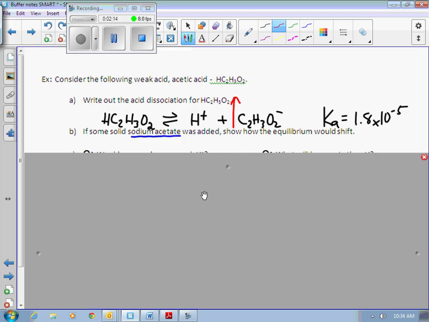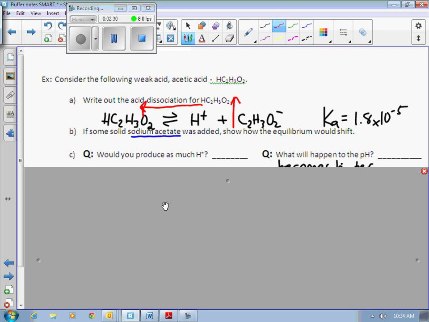If the acetate ion goes up, which way is this equilibrium going to shift to get rid of that addition of acetate ion? Hopefully you're thinking that it's going to shift this way, to the left. It's the classic example of Le Chatelier's principle. Some questions from this: would you produce as much H+ as you would if you didn't add that salt? If it's shifting in the backward direction, you're eating up some of that H+, so you would not produce as much H+.